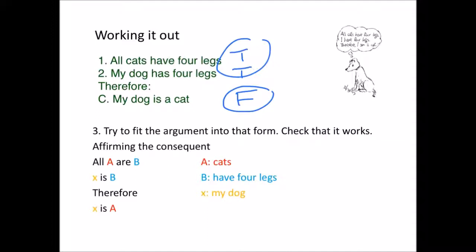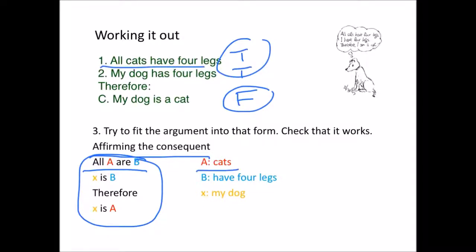So I'm going to try one of the other invalid forms, affirming the consequent this time. Here's affirming the consequent. I'll just write it out. All A are B, X is B, therefore X is A. Well, let's see if I can get this to fit. All A are B, all cats have 4 legs. Again, I'm going to pick A, cats, B having 4 legs. And now let's check that that works.